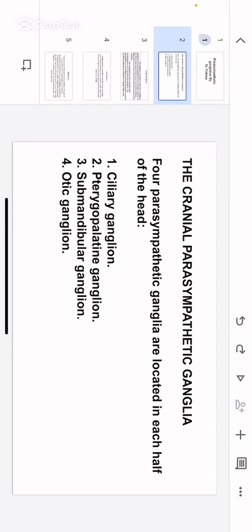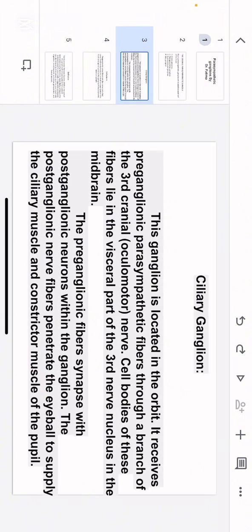About parasympathetic ganglions. These are very important, and first of all you should know how many ganglions are present in our body. So these are cranial parasympathetic ganglions. There are 4 parasympathetic ganglions located in each half of the head. These are ciliary ganglion, pterygopalatine ganglion, submandibular ganglion, otic ganglion. We will see how they receive preganglionic fibers and then synapse with postganglionic fibers and give the signals to them.